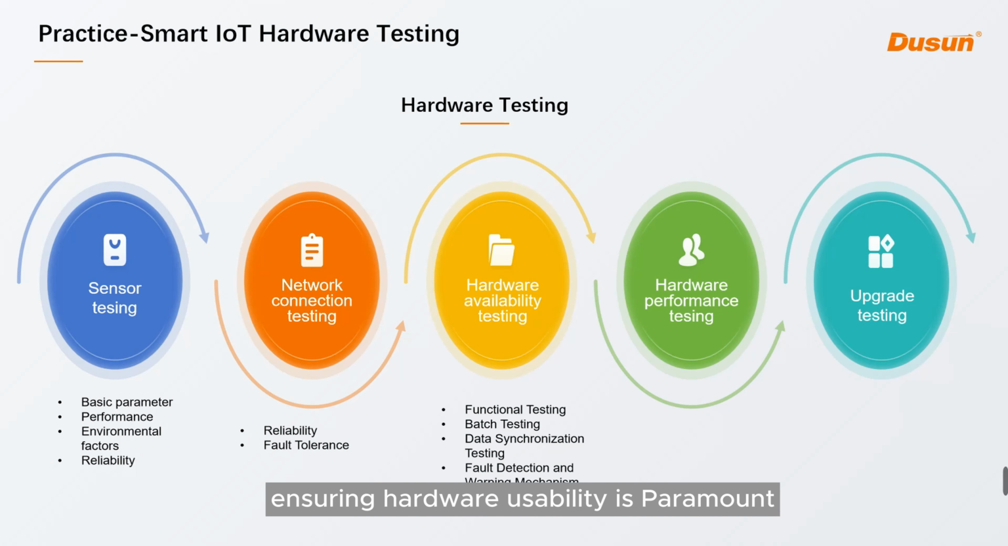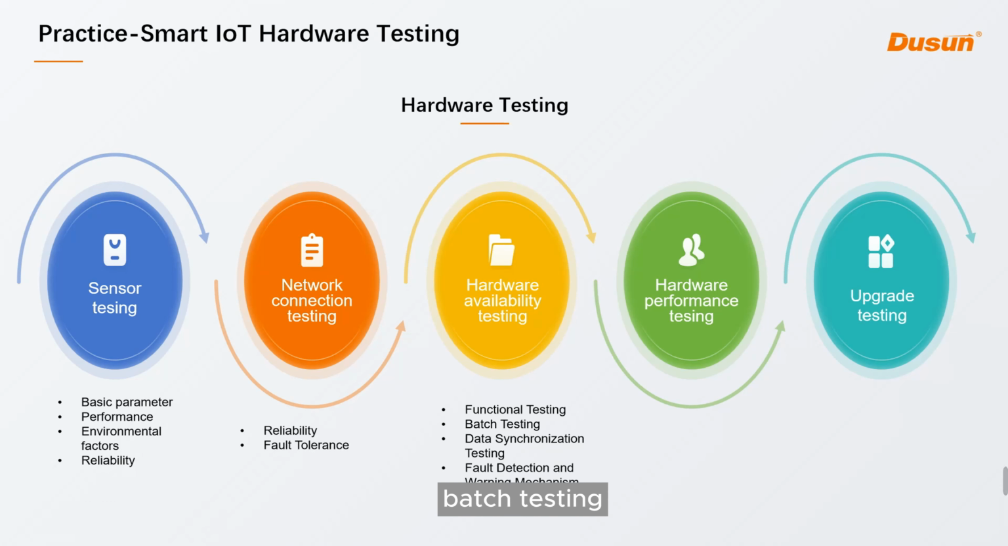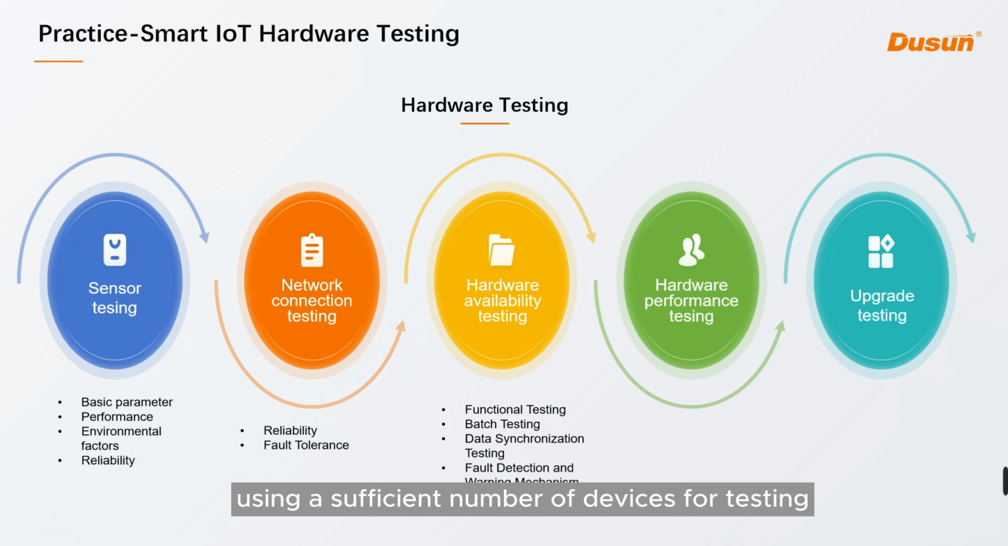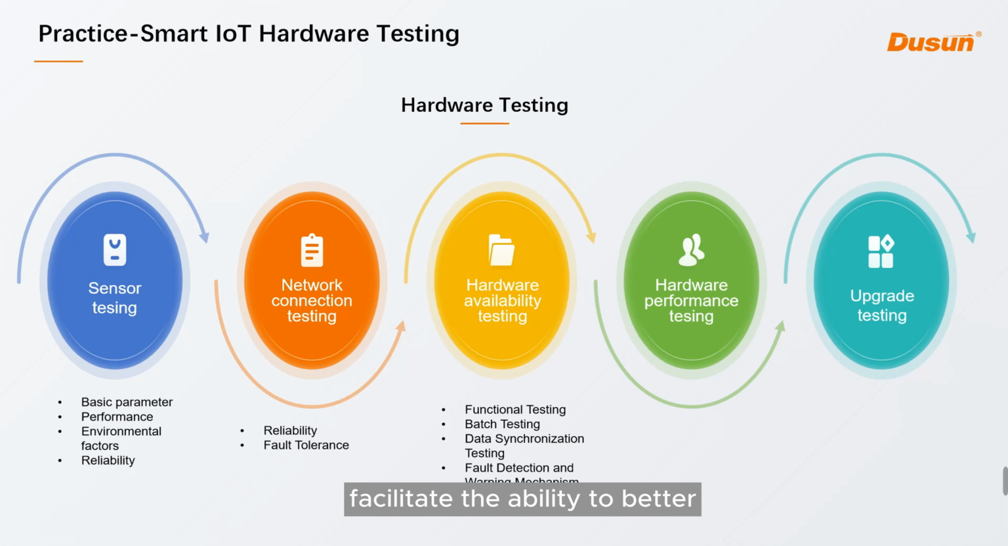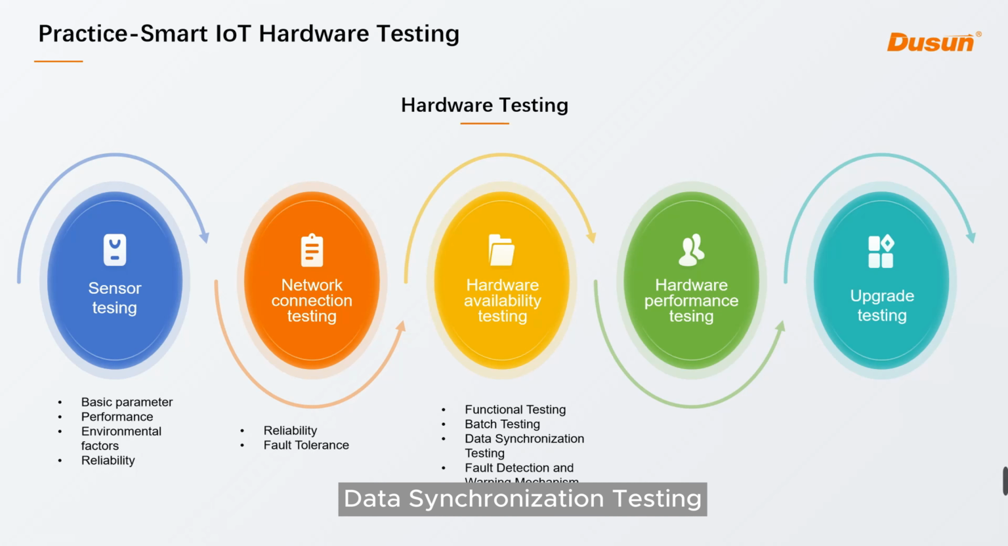Usability testing. Ensuring hardware usability is paramount, particularly in the pre-mass production phase. Here are some key considerations. Functional testing. Conduct a meticulous functional test, especially the Wi-Fi and Bluetooth modules in the device, to verify whether its functions are working properly. Batch testing, using a sufficient number of devices for testing, facilitates the ability to better discover potential hardware defects thoroughly.